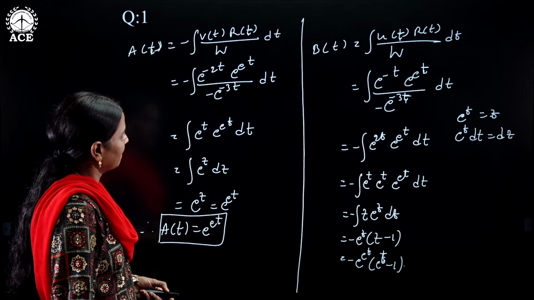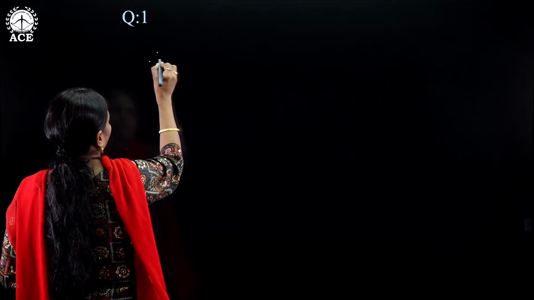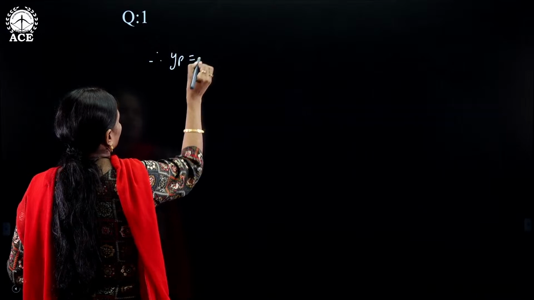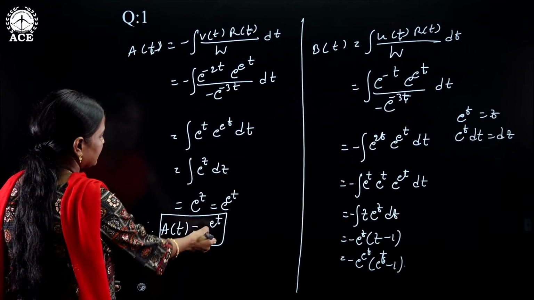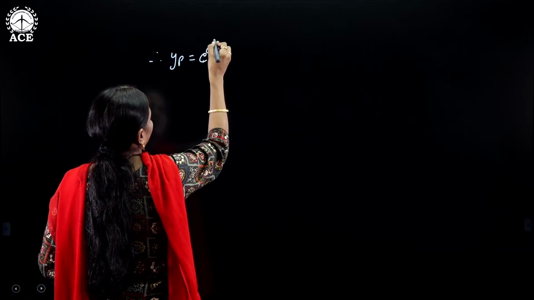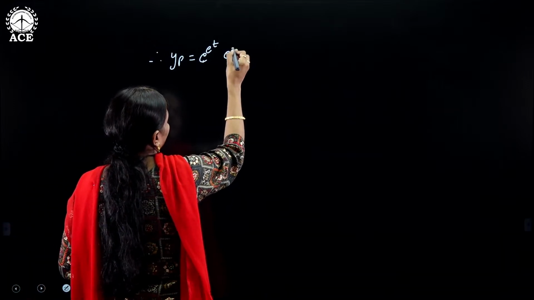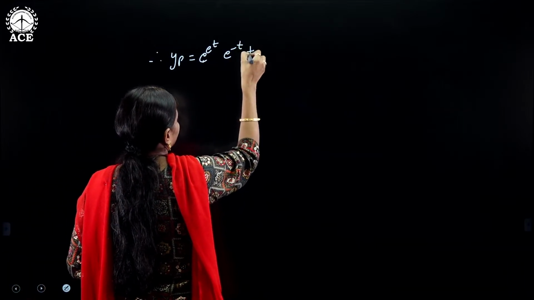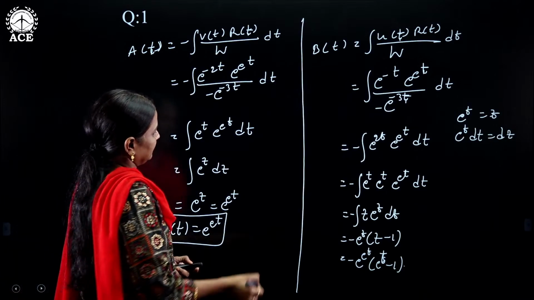Next, write the combined particular integral. Therefore, yp is equal to a of t, which is e power t, into u of t, which is e power minus t, plus b of t. What is the b of t?